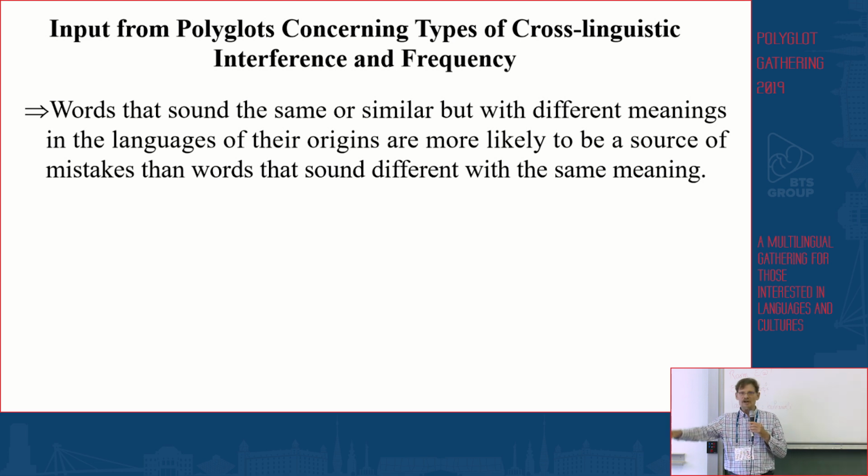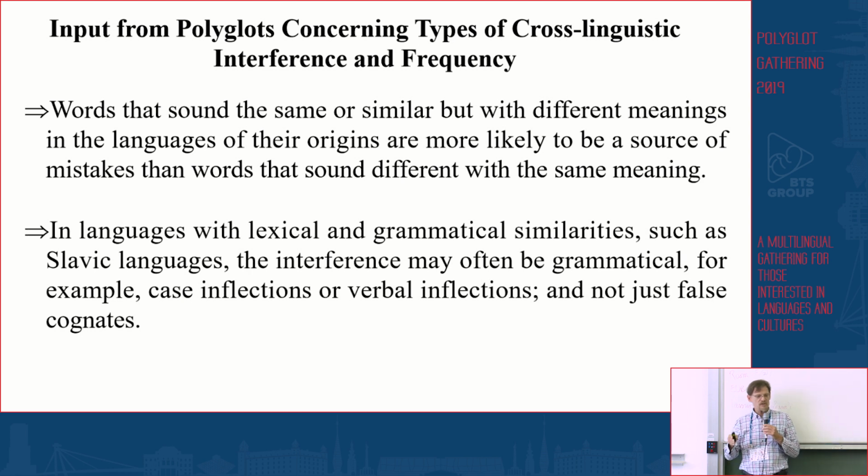Okay, now we get to the real meat of this, all right? So first I'll say input from polyglots. This is my own experience, plus I put it on Facebook and talked to other people to get information. Okay, when do you experience this interference? And when does it happen most? Normally words that sound the same or similar, but with different meanings in the language of origin. Or languages with lexical and grammatical similarities, okay? So you're a Russian speaker, you're speaking Polish or Slovak, etc. It's the grammatical aspects.